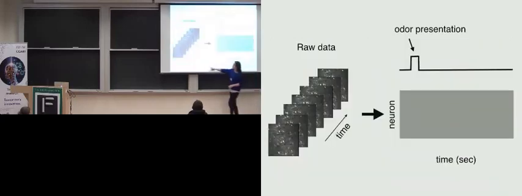So again, here's the raw data. Each slice is a 2D calcium image along time. We reformulate the raw data into this matrix form. It's neuron by time now.